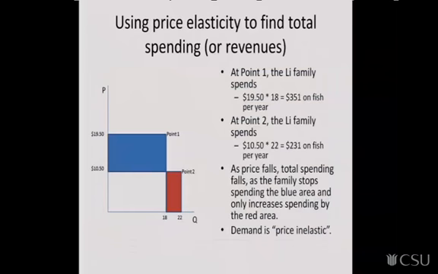Think about this case if the demand curve was very flat. If the demand curve is very flat, then this blue area is going to be very small because the price change isn't very much. But the red area is going to be very big because the quantity change is going to be large. So the family is going to spend a lot more money after the price falls.